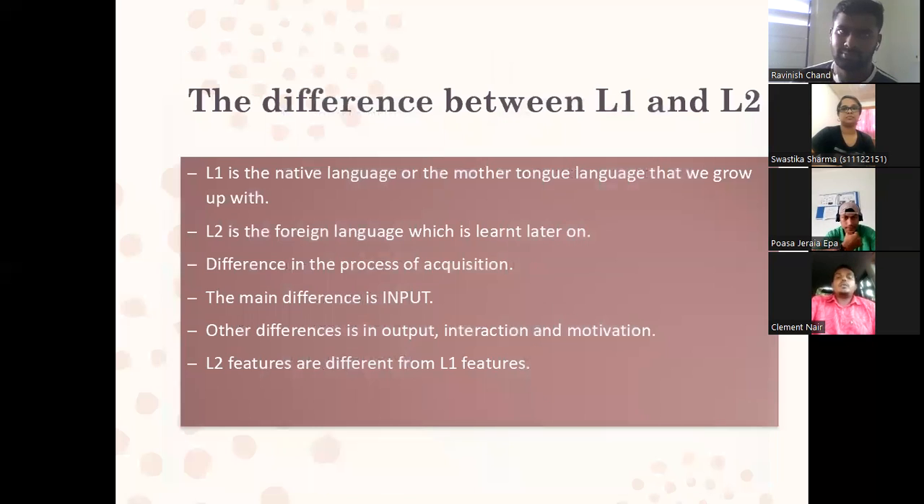The difference between the two languages, language 1 and language 2. Language 1 is the native language or the mother tongue that we grow up with. Language 2 is the foreign language which is learned later on, which is English. Difference in the process of acquisition. The main difference is input. Other differences are output, interaction, and motivation. Language 2 features are different from language 1 features.